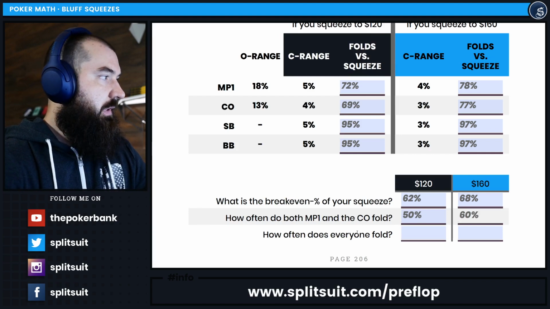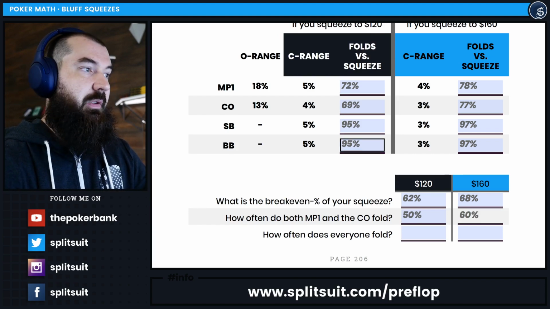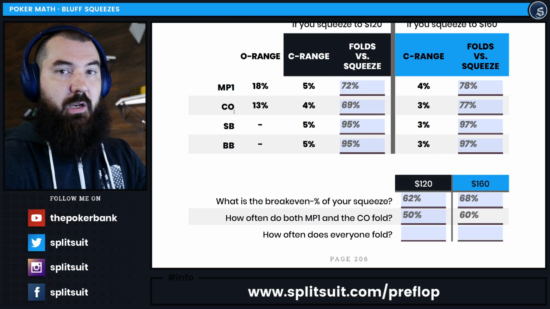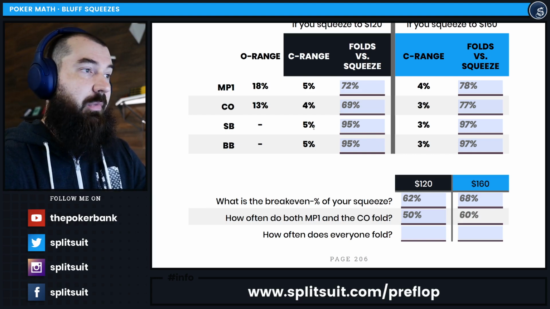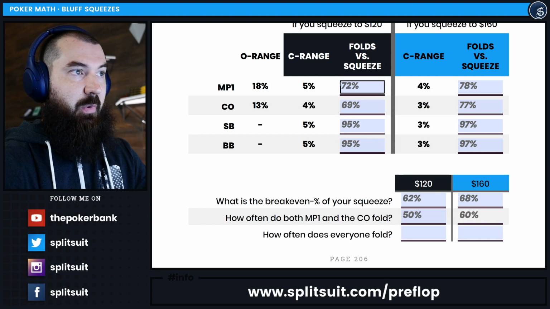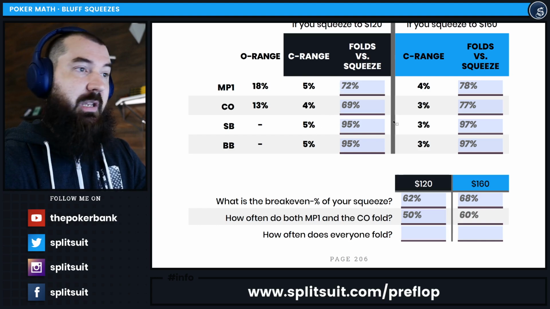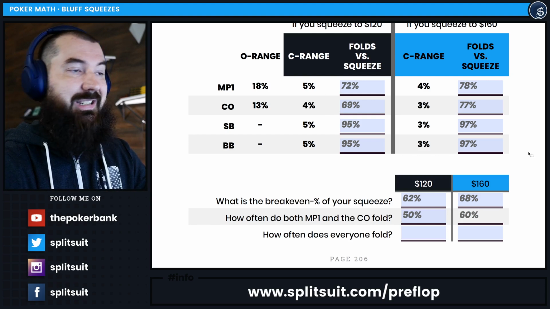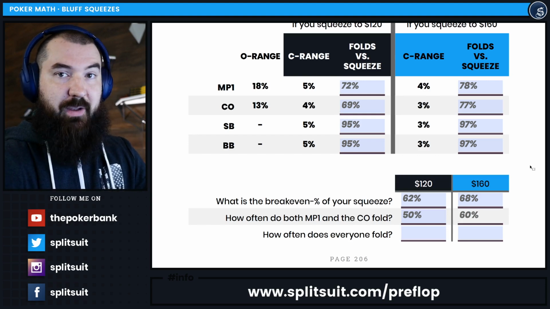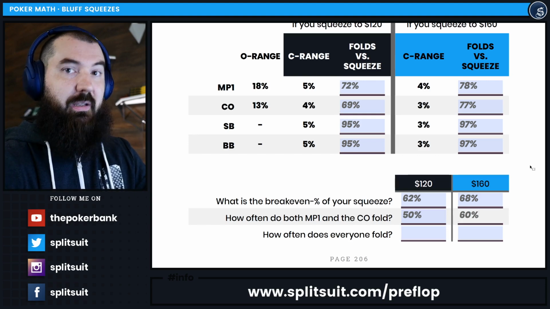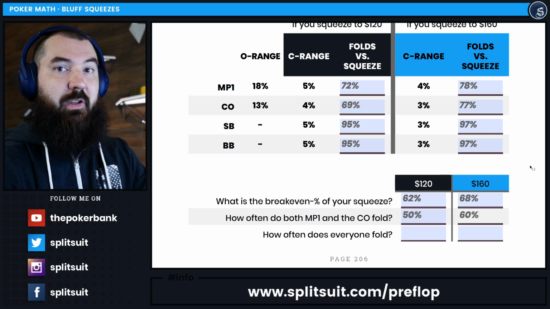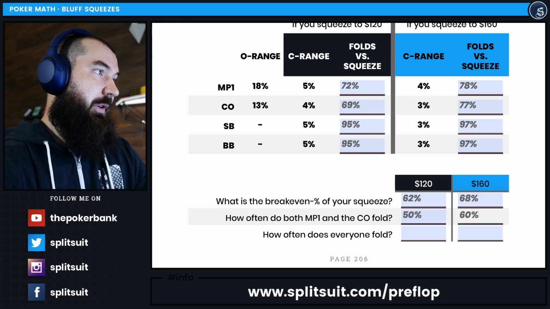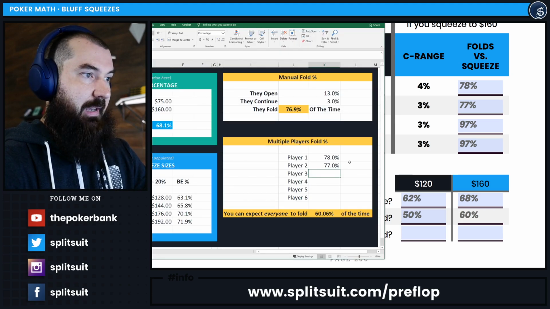And then the final question is, how often does everyone fold, right? So this is not only factoring in MP1 and the cutoff, but also the blinds. And we didn't think the blinds were going to continue a ton of the time, right? Only 5% of the time when the squeeze size is to 120, and only 3% of the time if it's to 160. But this is still important to factor those players in and see what the collective folding frequency is from everybody. The players who put money voluntarily in the pot already, and the players in the blinds that haven't yet done that.